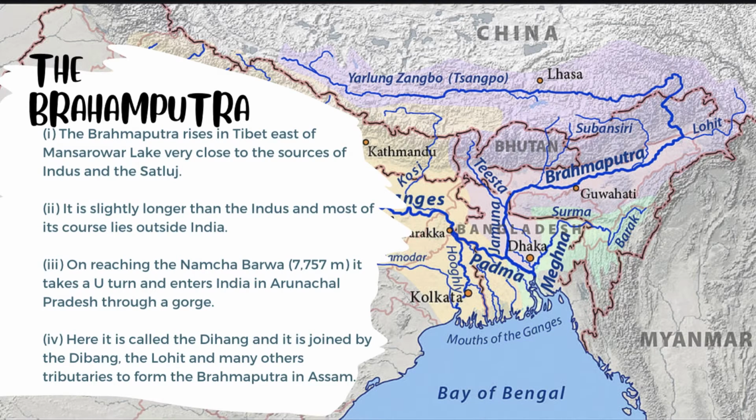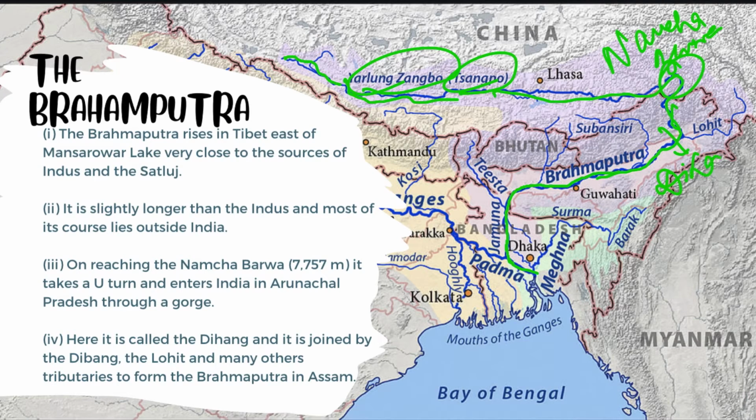The next river that we are going to discuss is the Brahmaputra. This river has a different name when it originates at Yarlung Zangpo, that is called Tsangpo. Then it is coming to Arunachal Pradesh at the hill that is called Namcha Barwa, then takes a U-turn and covers major areas of Assam. In Arunachal Pradesh and Assam, it is also called Dihang.